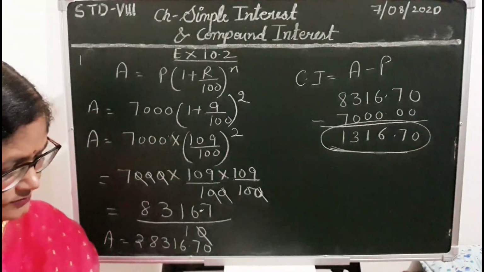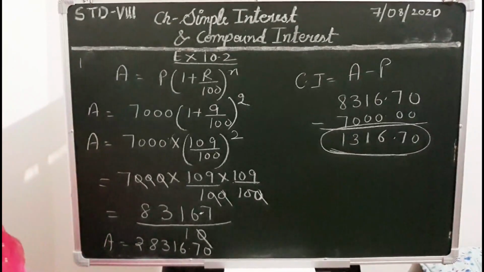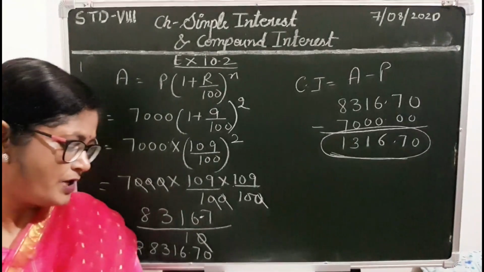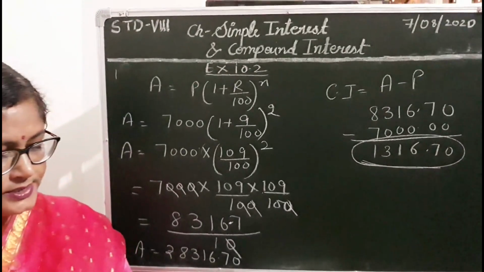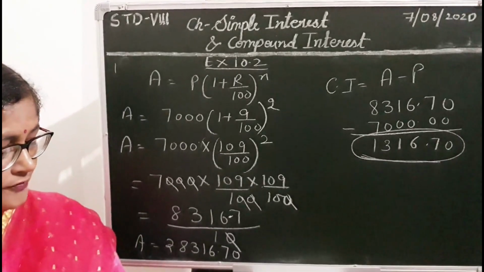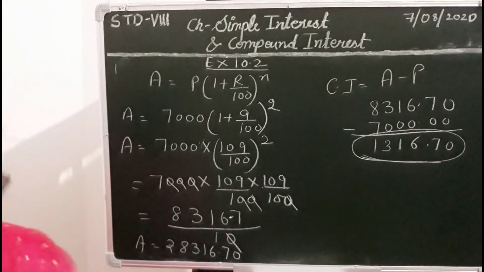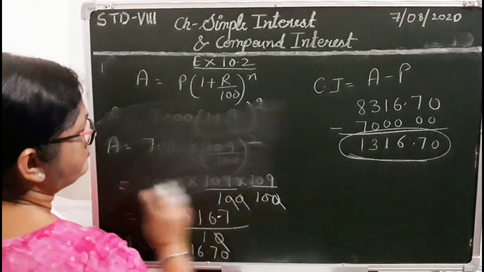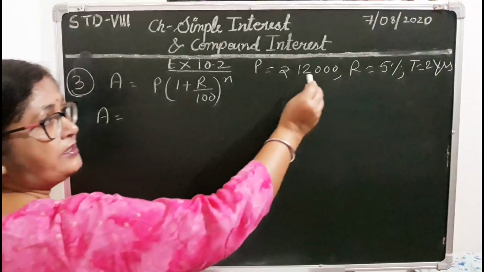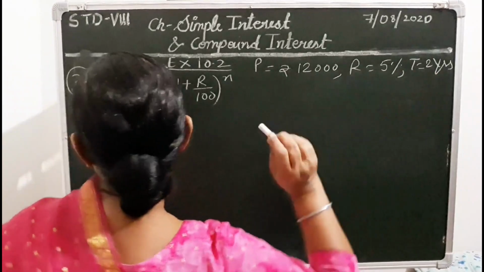Now question number 3. 2 is the same, 3 is also the same, but we will do it. A person borrowed rupees 12,000 to purchase a DVD. What is the compound interest and amount to pay after 2 years if the rate of interest is 5%? Principal rupees 12,000, rate 5% and time is equal to 2 years.